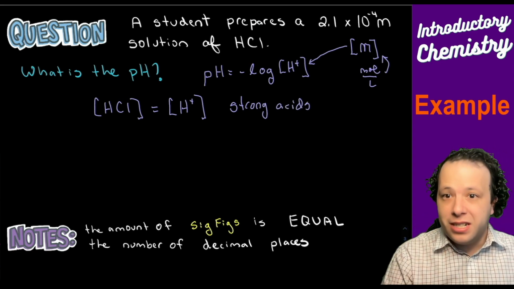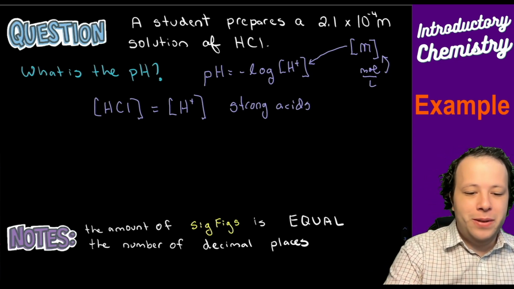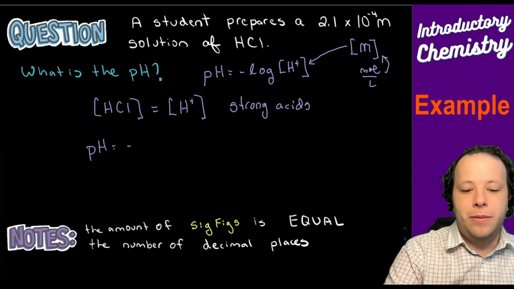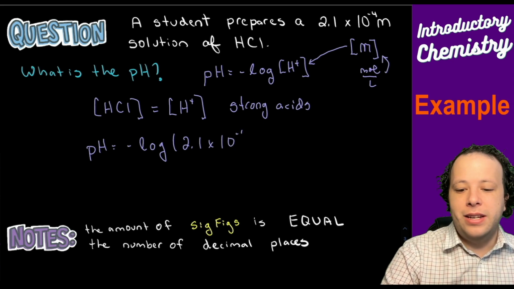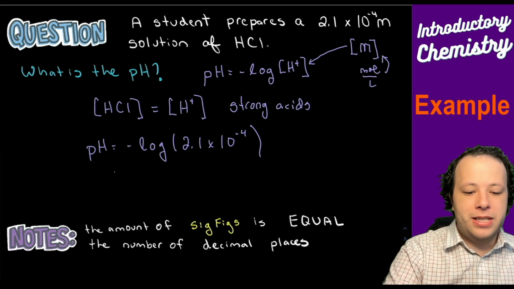There are 6 strong acids. That'll be its own video, and that is one thing to remember. So when we are doing this, what we're going to do is take the pH. It'll be the negative log of 2.1 times 10 to the negative 4 molar, and that's going to be in the parentheses here.